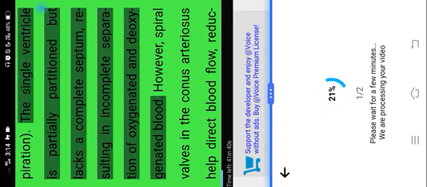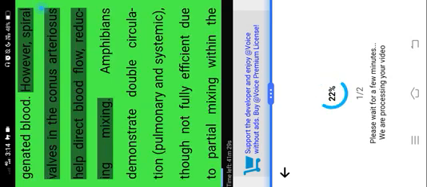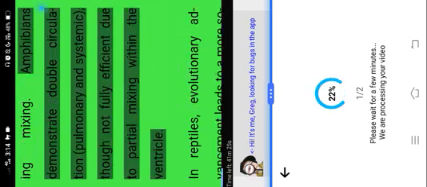The single ventricle is partially partitioned but lacks a complete septum, resulting in incomplete separation of oxygenated and deoxygenated blood. However, spiral valves in the conus arteriosus help direct blood flow, reducing mixing. Amphibians demonstrate double circulation, pulmonary and systemic, though not fully efficient due to partial mixing within the ventricle.